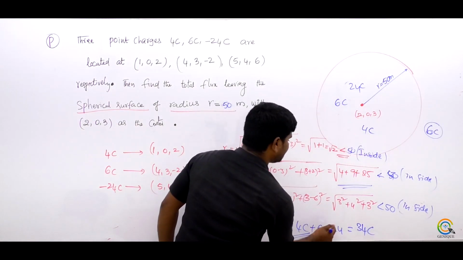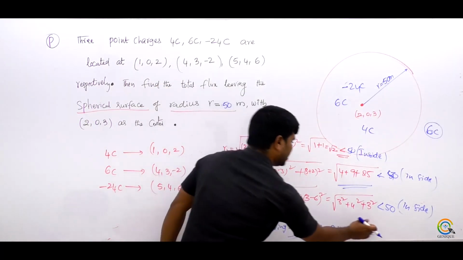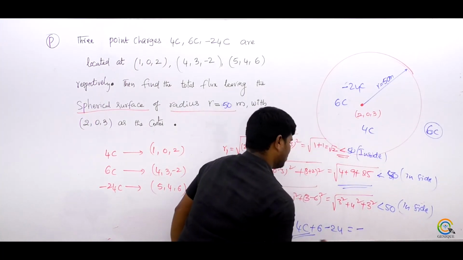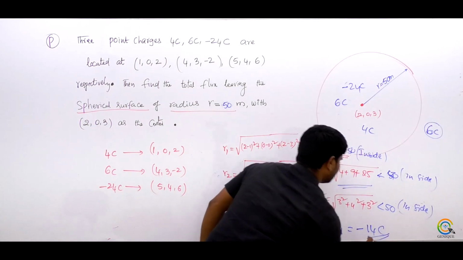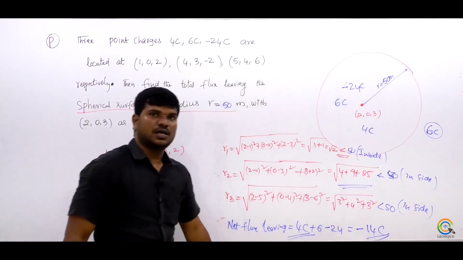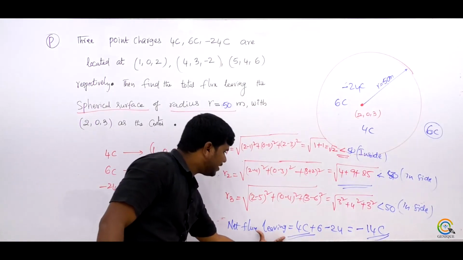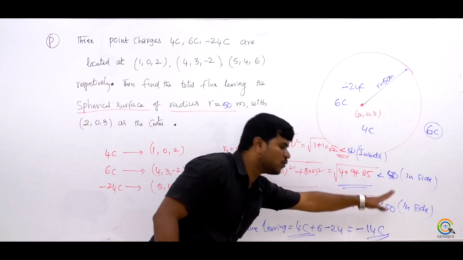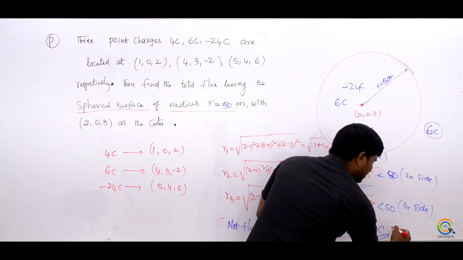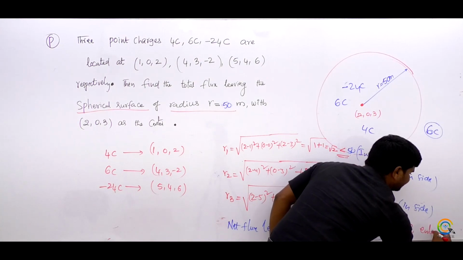Sorry, this is minus, right? This is minus 24 coulombs. So this will be minus 14 coulombs. The net flux leaving the surface is equal to minus 14 coulombs. Minus 14 coulombs leaving means 14 coulombs entering.